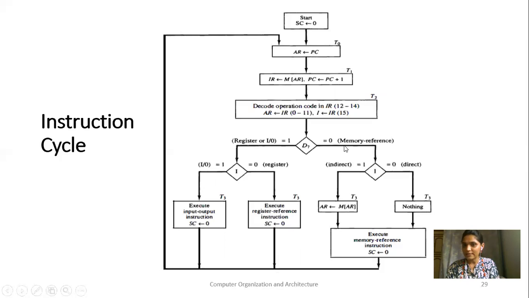So it is clear that your memory reference instruction is there. So you have to find out for your memory reference instruction whether the direct addressing scheme is used or the indirect addressing scheme is used. That can be defined by the ith bit. If your ith bit is 0, then it is direct addressing, your address is already stored in the instruction register, so you don't require to do any task.